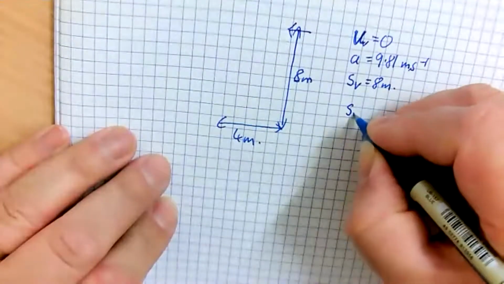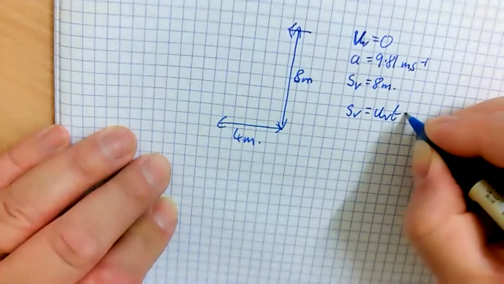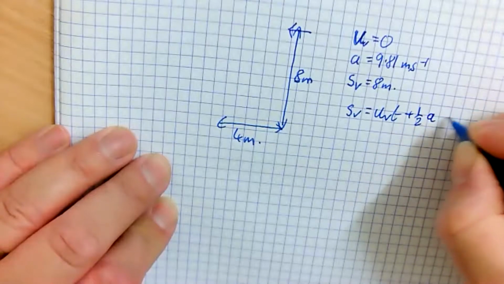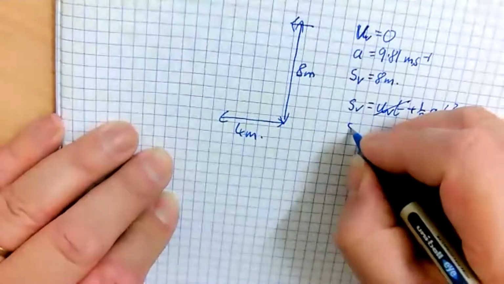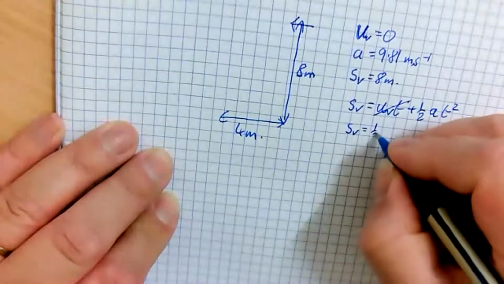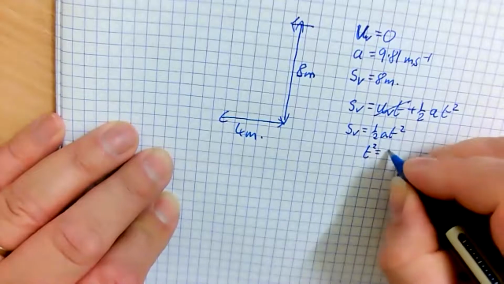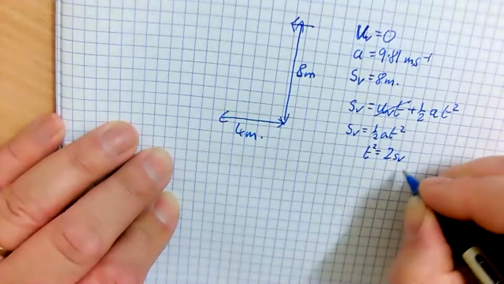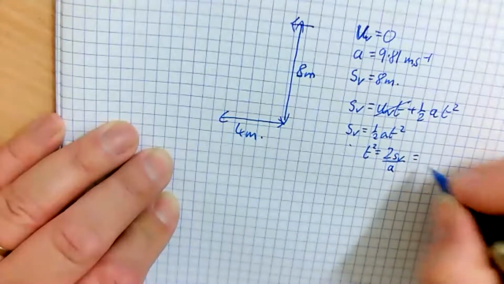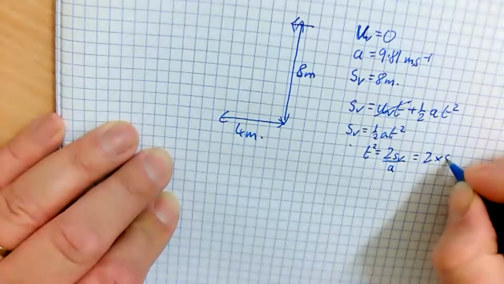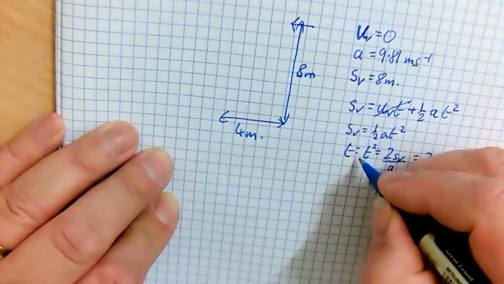If we use SUVAT, the distance is ut plus a half a t squared. Well, that u is 0, so we can ignore that part of the equation. We can work out what t is, the time t. Well, t squared is 2 times the vertical distance, because that's divided by a half, over the acceleration. So that's going to be 2 times 8 over 9.81. So to get t, you just got to square root it.